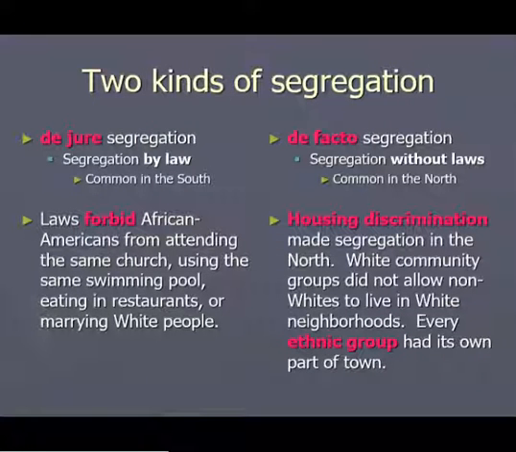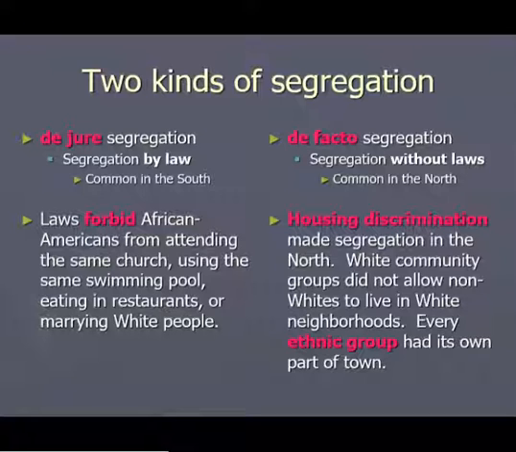There were 2 different kinds of segregation. One was segregation by law, and this was more common in the South. The other was de facto segregation, that was segregation without laws. If it was legal, it was things that forbid African Americans from attending the same church, using the same swimming pool, eating in restaurants, or marrying white people. And that was something that was put into law and was legal.